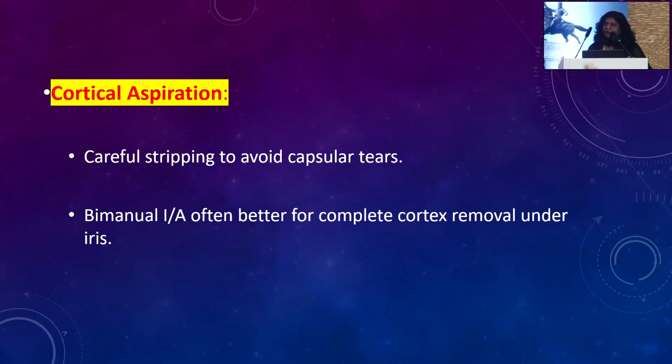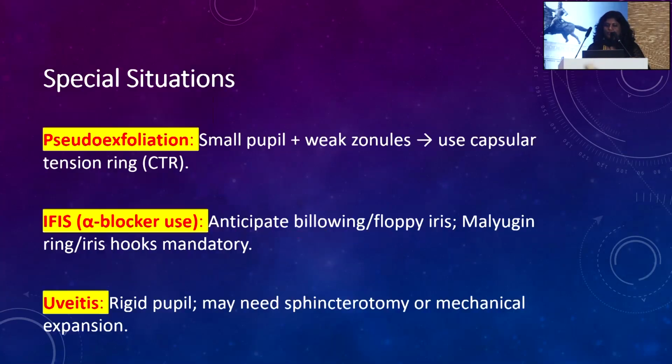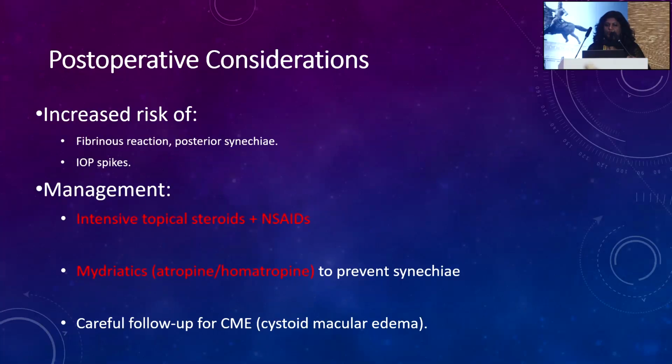Cortical aspiration is also to be taken care of, and in IOL implantation ensure the haptics are well inside the capsular bag, which reduces the risk of capsular rupture. In special situations, you can use a CTR in pseudoexfoliation, and in uveitis cases you can use a sphincterotomy or mechanical expansion. Postoperative consideration is also important because there is an increased chance of fibrinous exudates and IOP rise. Intensive topical steroids and NSAIDs could be used, with careful follow-up for CME.